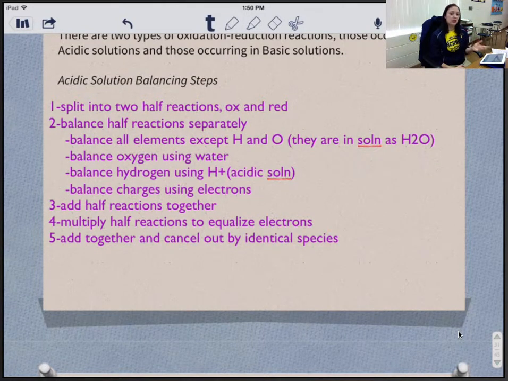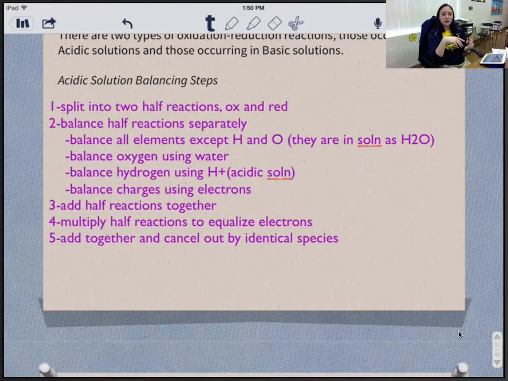Then I balance oxygen using water, so I add water to either side to balance out the oxygens. I also then add H plus on either side to balance out the hydrogen. I can add H plus to a solution because it's in water and it's in an acidic solution, so I have extra H pluses around. And then we balance the charges using the electrons.